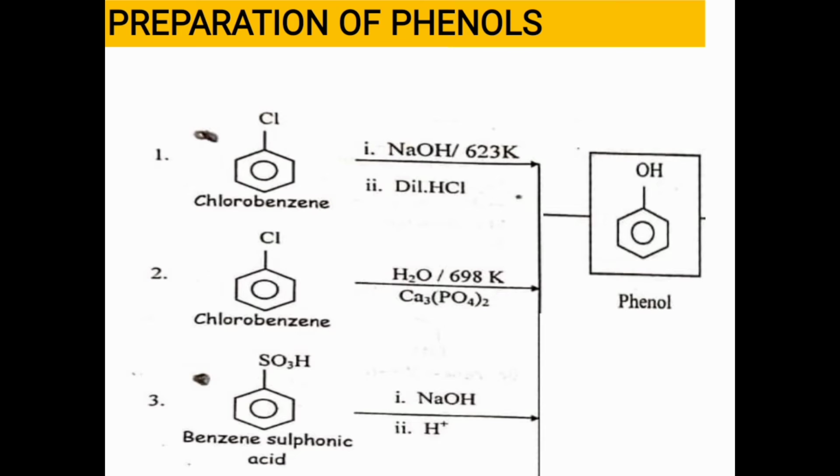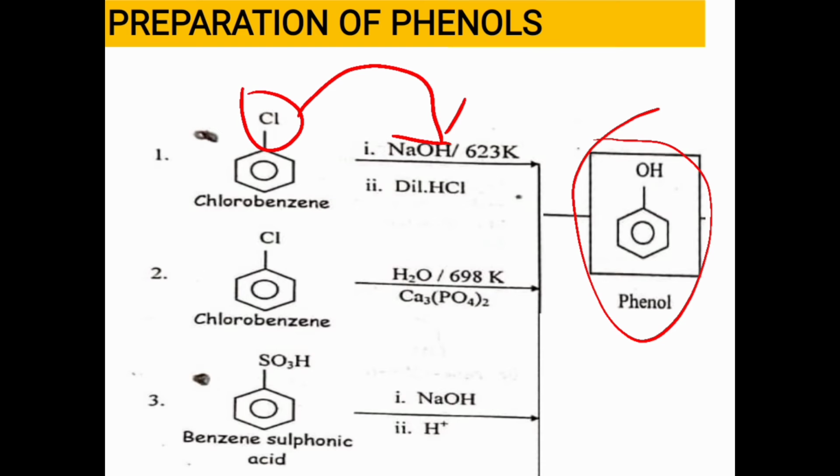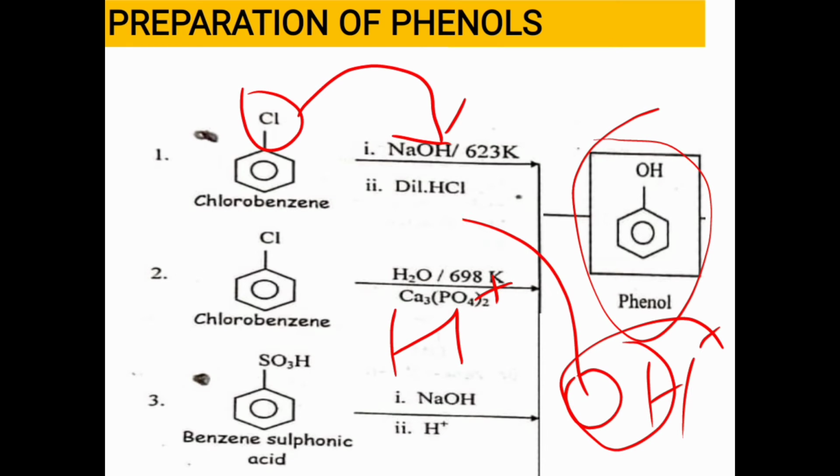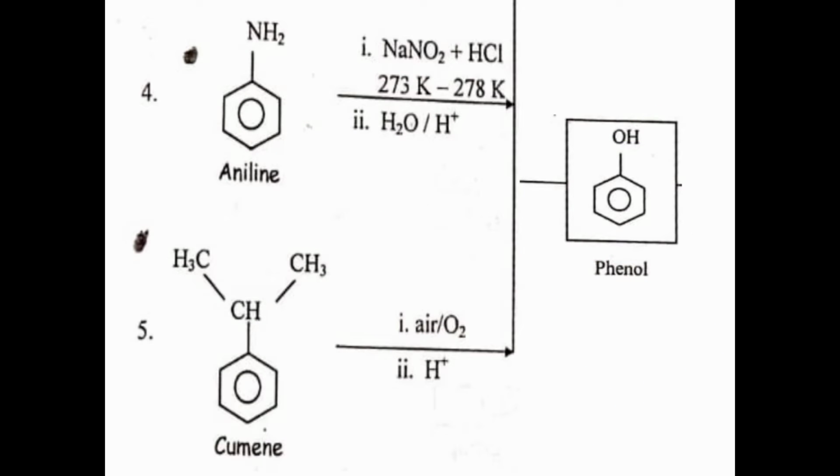Now this segment is for preparation of phenols, how phenol is prepared from various kinds of substrates and reactants. The first two, three are very simple. Chlorobenzene reacting with NaOH, chlorine will be replaced by OH and hence phenol is formed. The next is chlorobenzene with H2O. H2O means H plus and OH minus. This OH minus will replace chlorine here. The next is benzene sulfonic acid with NaOH. The same thing will happen and phenol will get formed.